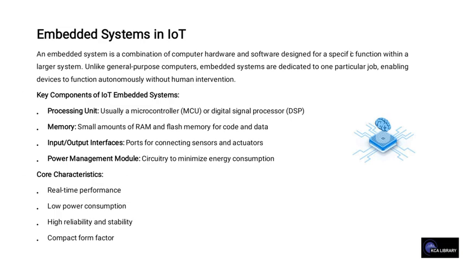Going into the embedded system in Internet of Things, an embedded system is a combination of computer hardware and software designed for a specific function within a larger system. Unlike a general computer, an embedded system is dedicated to one particular job, enabling devices to function autonomously without human intervention. So there is no need for anyone to intervene because it has a singular job to perform.